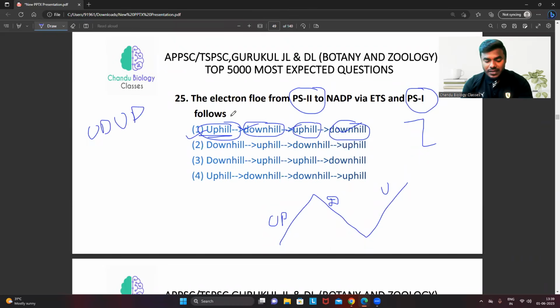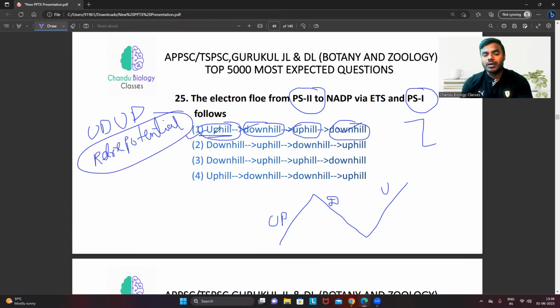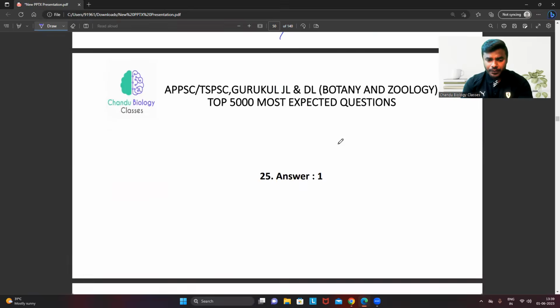How are we measuring this uphill transport and downhill transport? Based on the redox potential. Never ever get confused with this point. Based on the redox potential, based on the electron transport, we can consider that they show the Z scheme of transport, which is uphill, downhill, uphill, downhill. Hence, the correct answer is number 1.